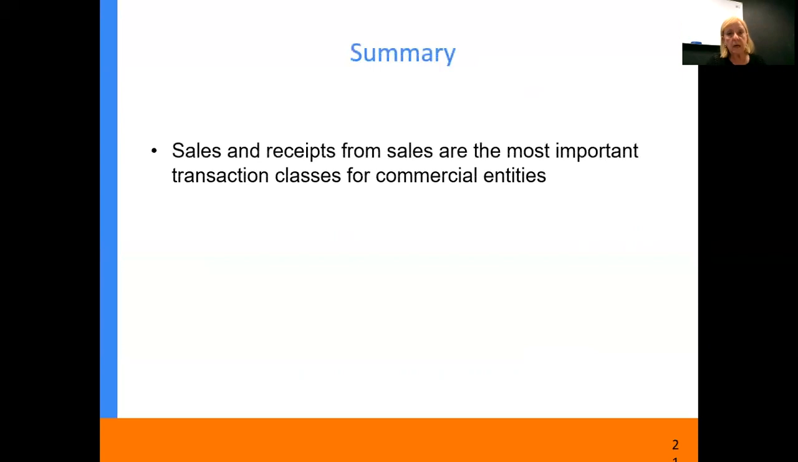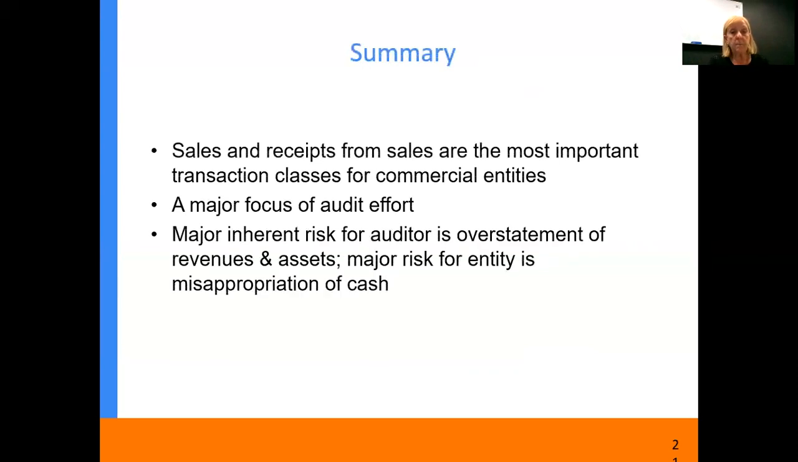So in summary, what we've done is go through all of the steps in an audit plan for the sales and receipts. And as I said, they're always an important and a material area for the audit. It's always going to be a major focus for audit. The major inherent risk is the overstatement of revenue and assets, and the major risk is the misappropriation of cash, which we're always concerned about in terms of fraud. So sales and collection, that's what it gets to.